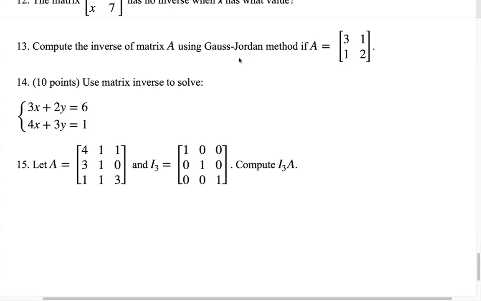So use the Gauss-Jordan elimination method. We write down the matrix A, 3, 1, 1, 2. Then we write down the identity matrix. So this means A with the identity matrix, right? Then our goal is to change this side to the identity matrix 1, 0, 0, 1. Then whatever is on this side should be A inverse.